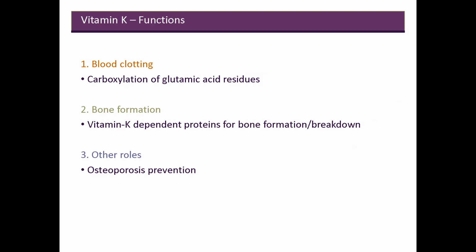So, the three main functions of vitamin K are blood clotting, bone formation, and osteoporosis prevention. In blood clotting, it deals with the carboxylation of glutamic acid residues. In bone formation, it is a coenzyme for these vitamin K dependent proteins for bone formation and breakdown. And there are some studies to back up the claim that it is good for osteoporosis prevention, which we'll review.